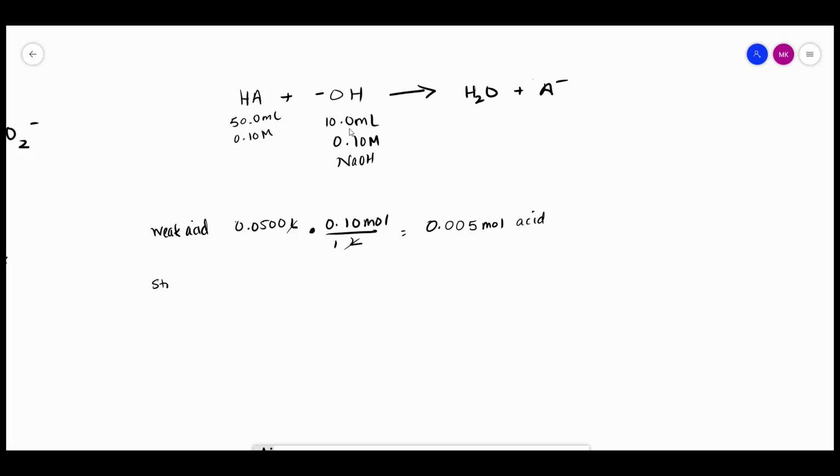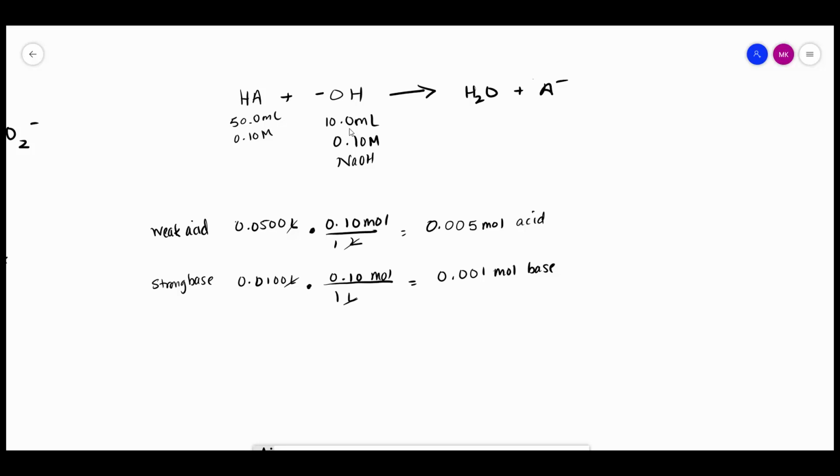Then I'm going to work with my strong base. So my strong base, I start with my volume, multiply it by the concentration. Liters cancel out, and I get 0.001. Again, I know that's one significant digit. Bear with me here. Moles of base. Now I know that this reacts 1-to-1. It is a complete reaction. We have a single-headed arrow. It does not come back in an equilibrium.